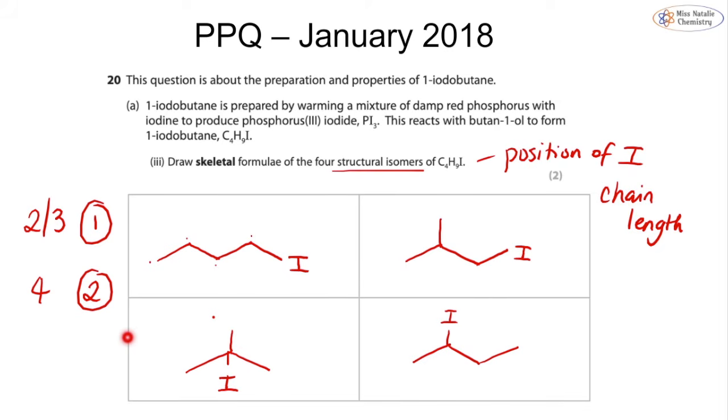Now you can do them in displayed or structural formula. I've chosen to do that in skeletal formula because of course that's what the question asks for. If you do use displayed or structural formula, you do however still get 1 mark.